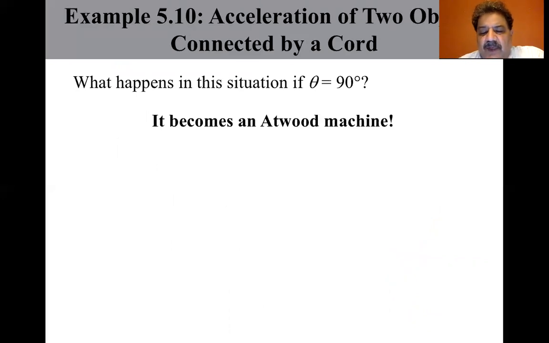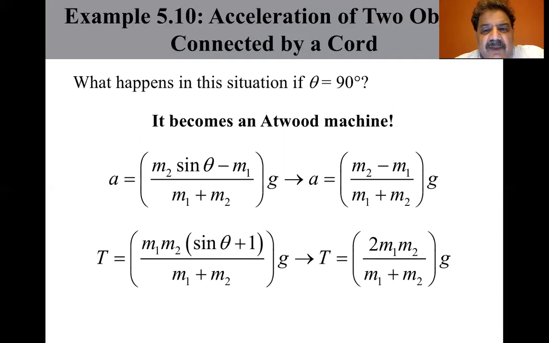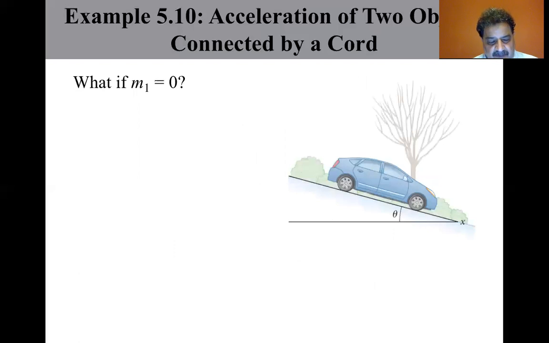Letting theta equals 90, we get the following. a equals (m2 minus m1) over (m1 plus m2) times g, and the tension equals 2 m1 m2 divided by (m1 plus m2) times g. I think if we look back, those are the same as the Atwood machine equations. And the last slide on this discussion.